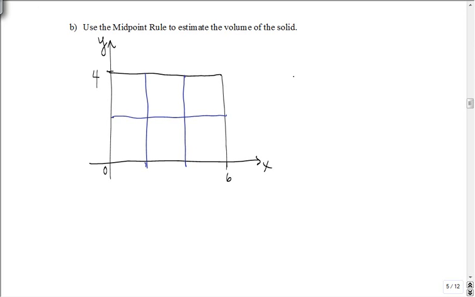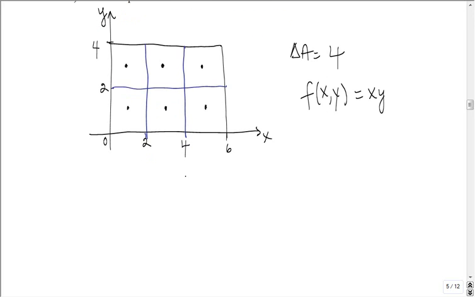And then we already know that delta A is 4. Let's just write it. And then we know that f of xy is xy. Okay. Now, put in the points for the midpoints here. So these are the 6 points we are going to use. And let me put this as 2, 2, and 4. Okay, so let's do that again. Any questions so far?